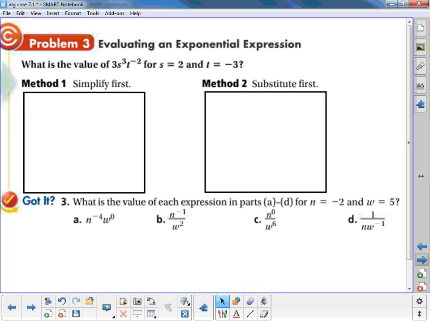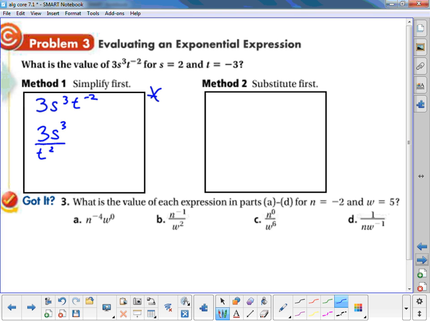Now let's look at evaluating an expression. So that means when we're going to plug something in for it. So there's two ways we can simplify first, which is the way I like. So this is what I like. If we have 3s to the third, t to the negative second, if I want to rewrite that simplified, it would be 3s to the third over t to the second. And now I can plug those numbers in. So I have 3 times 2 to the third, because it says s is 2, over t, which is negative 3. And remember your parentheses, negative 3 to the second. So that equals 3 times 2 to the third. 2 to the third is 8.